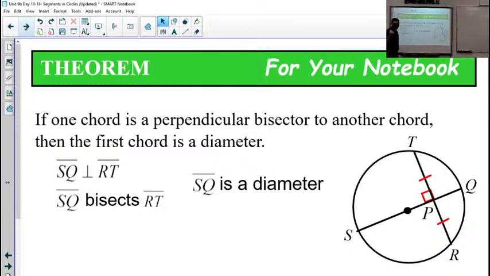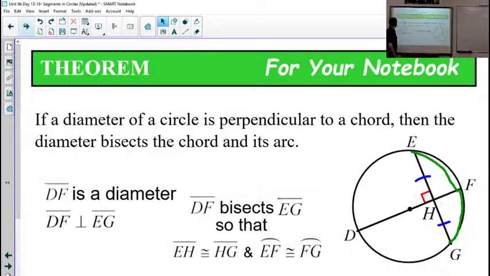And then let me take it the other way. If a diameter is perpendicular to a chord, then the diameter bisects the chord and its arc. So this time, if I have diameter getting perpendicular to a chord, then I'm going to know bisector. So last time it was if I knew perpendicular bisector, then I knew diameter. This time I know diameter and perpendicular, and that will tell me bisector.